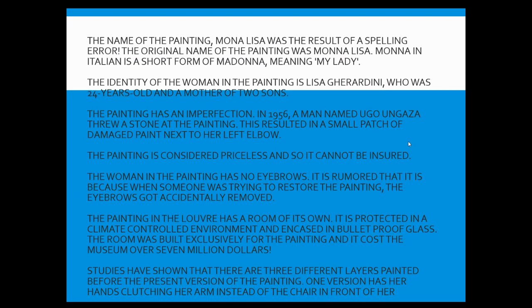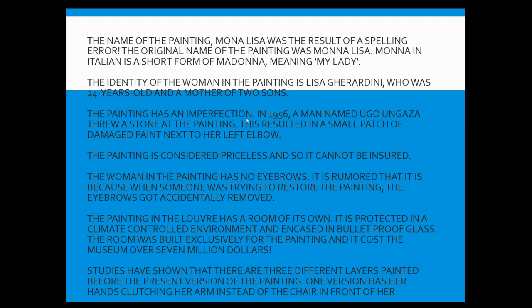And then just some fun facts. The name of the painting, Mona Lisa, was actually from a spelling error. It was supposed to be Monna Lisa. And then the identity of the woman in the painting is supposed to be Lisa Gherardini, who was 24 years old and a mother of two sons. It was a big mystery for years and years who she was. A lot of people thought it was Da Vinci at first, just disguised as this woman. He was putting himself in the painting.